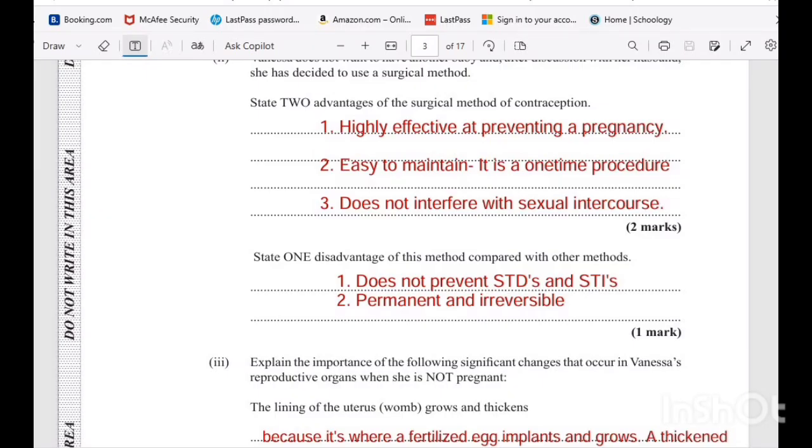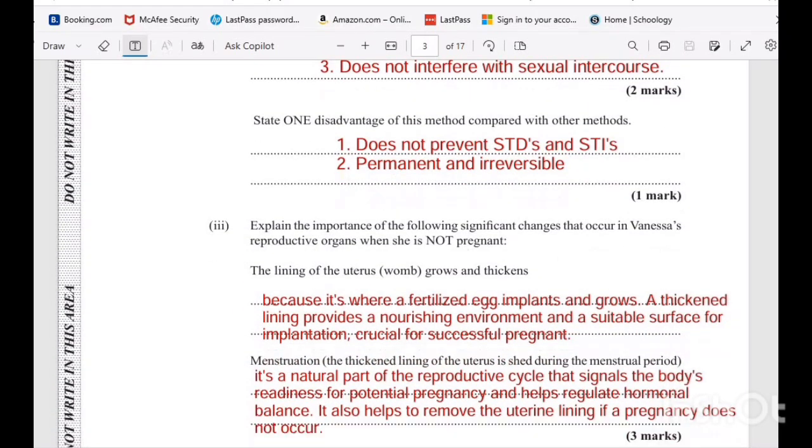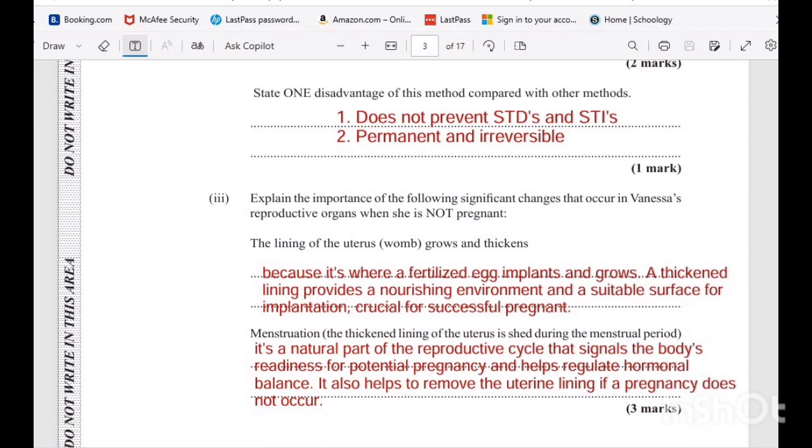Part 3, it says explain the importance of the following significant changes that occur in Vanessa's reproductive organs when she is not pregnant: the lining of the uterus, or the womb, grows and thickens, and menstruation. So it's basically asking you, why are these two processes important even when she's not pregnant?